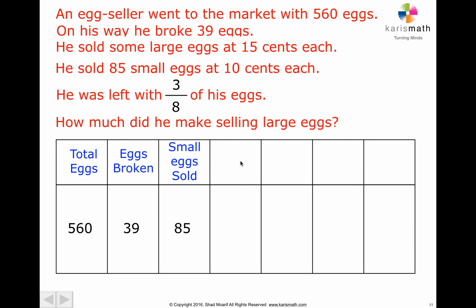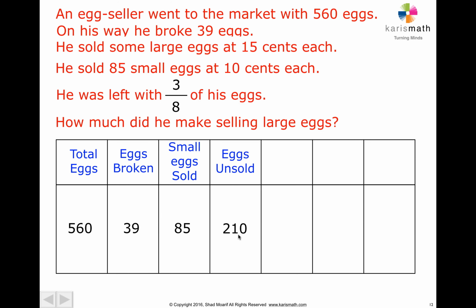3/8 of his eggs. So that means these are unsold. It's 3/8 of all his eggs. That means 3/8 of 560 eggs. So let's calculate that. This means to multiply. So these kind of knock out and we get 70. And 3 times 70 is 210. So we know how many unsold eggs there are. Okay, we're making some progress here.